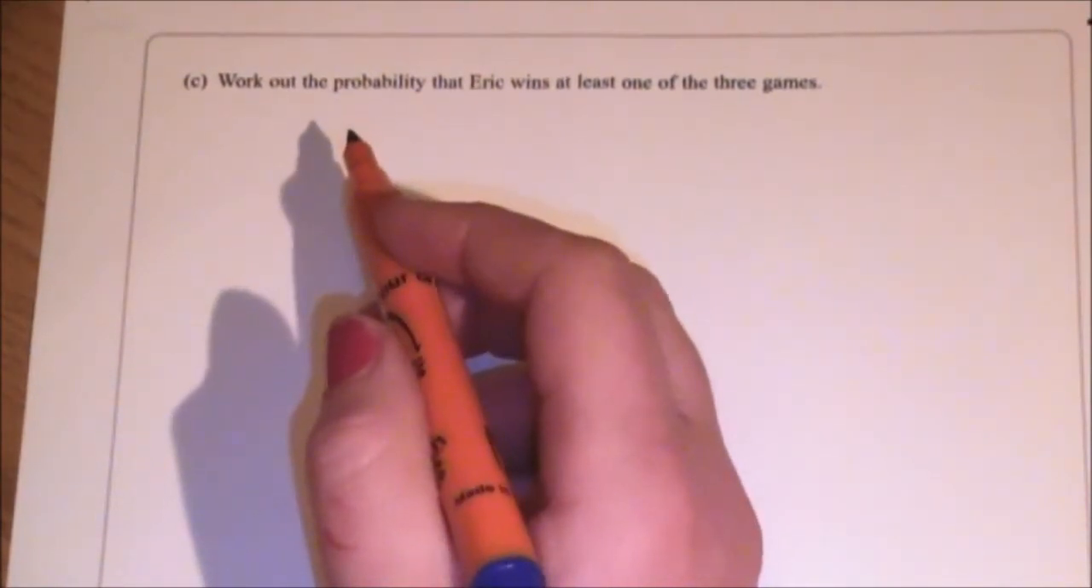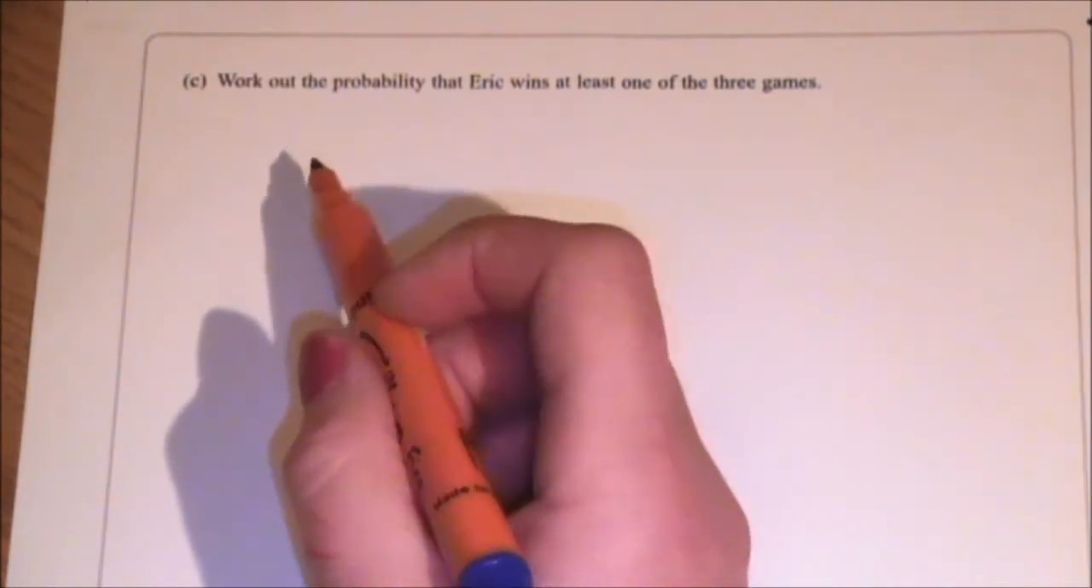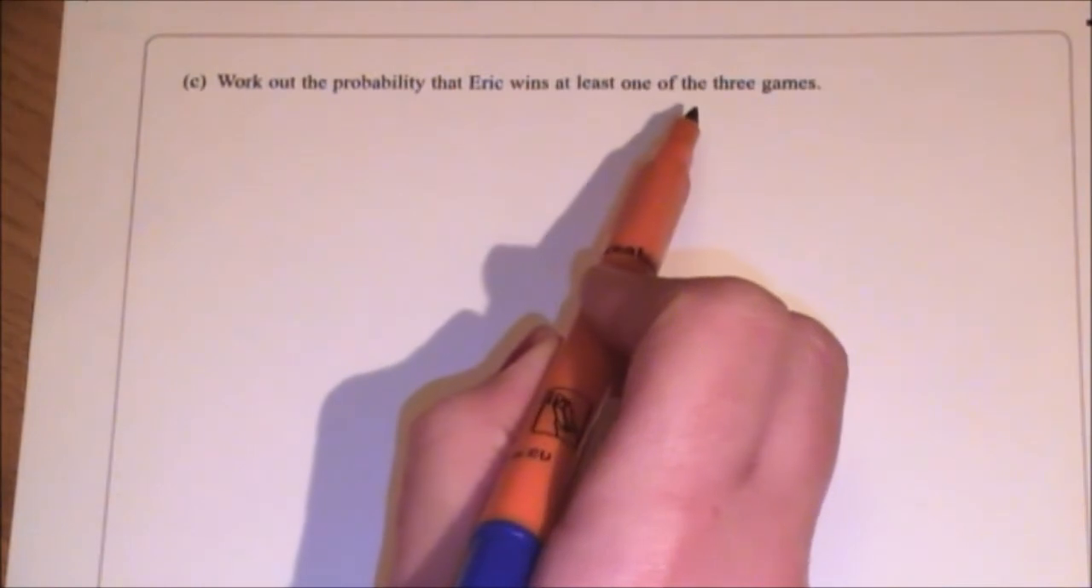Question C is, I think, a great question. It's really difficult and it's a real thinker. They want us to work out the probability that Eric wins at least one of the 3 games.